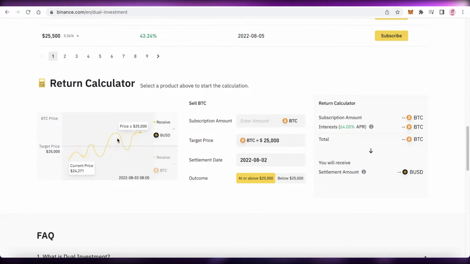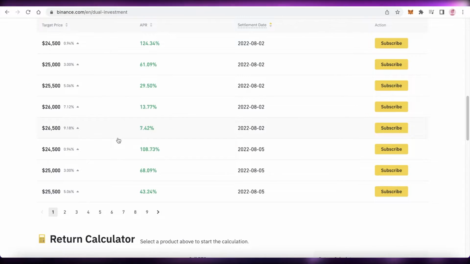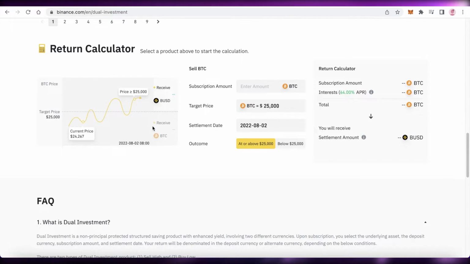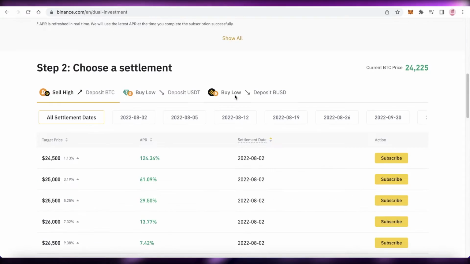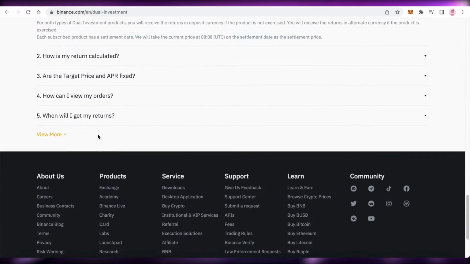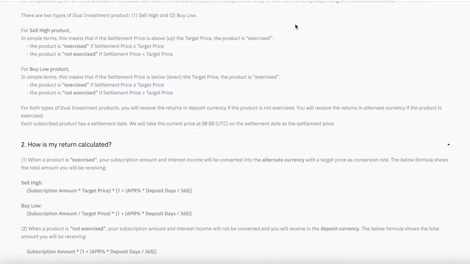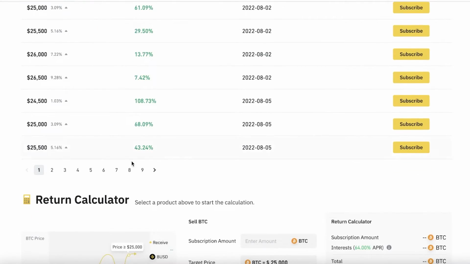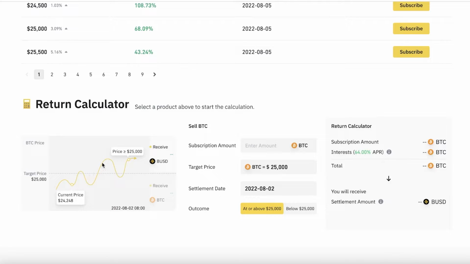And you can see this graph is going to help you out in better understanding how to do simple dual investment trade, where you're basically trading for the future prices. Now there are a lot of other factors that could affect the dual investment, and your return is also calculated depending on the target price as well.